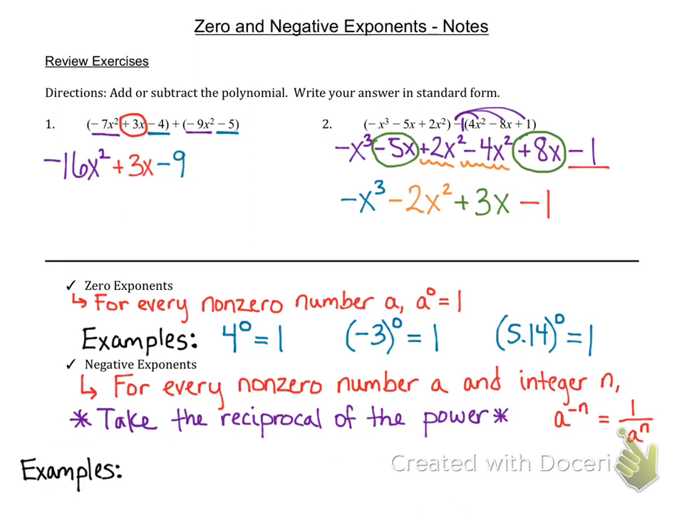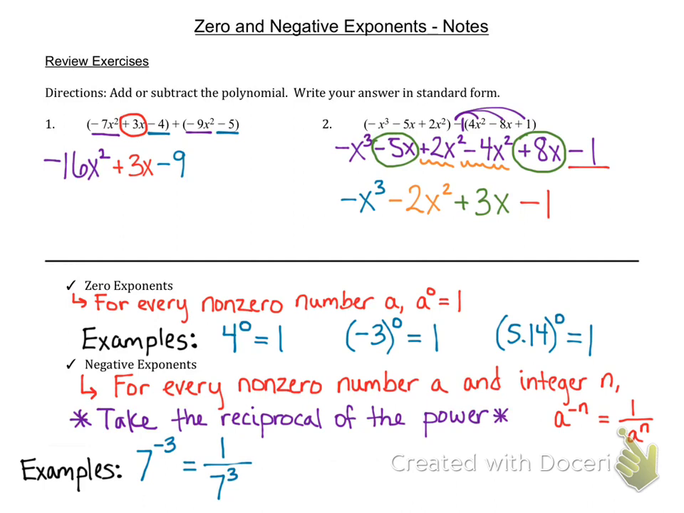So for example, if we have 7 raised to the exponent of negative 3, if I take the reciprocal of that, so think of 7 as 7 over 1, I'm going to flip that and I'm going to do 1 over 7 with an exponent of 3.